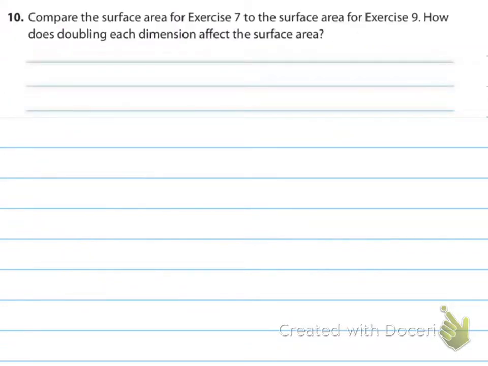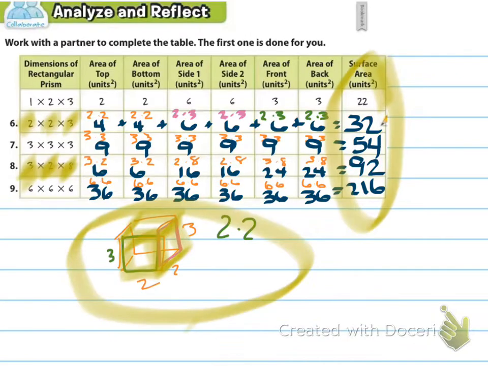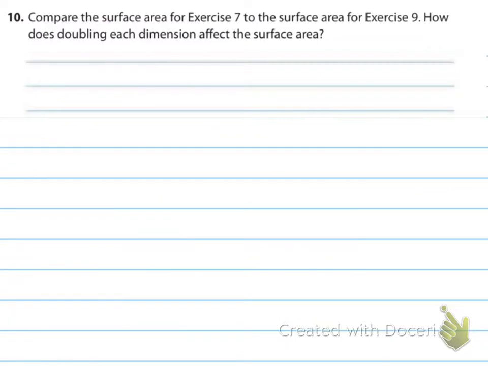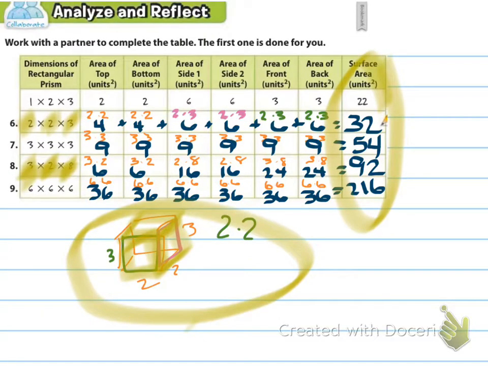So number 10 says, compare the surface area for exercise 7 to the surface area of exercise 9. How does doubling each dimension affect the surface area? So we're looking at, what were the two? 7 and 9. All right, so 7 and 9. So what does doubling the dimensions do?